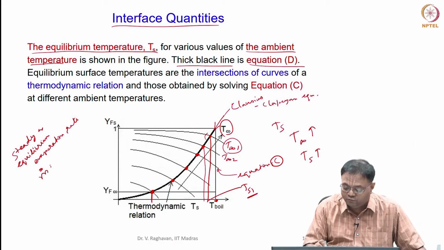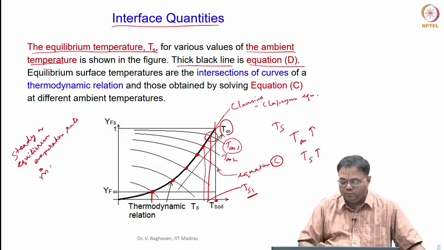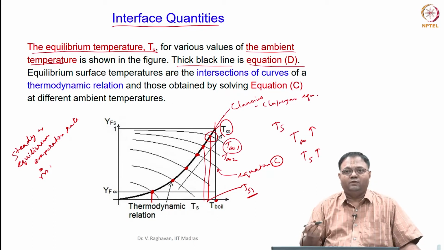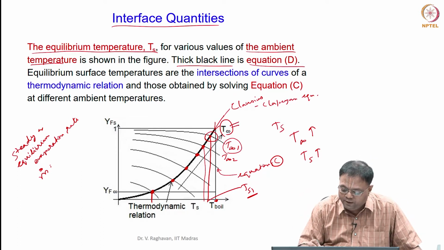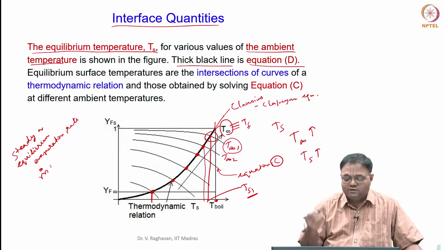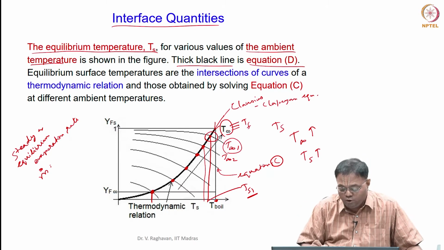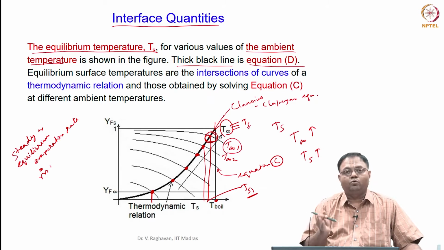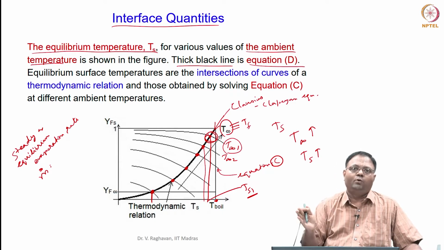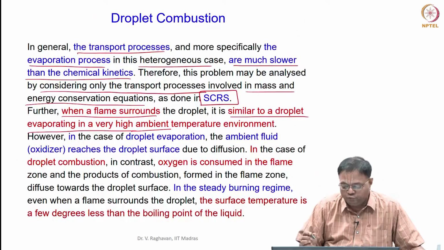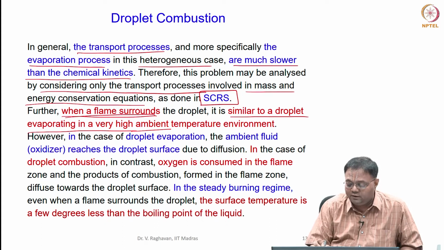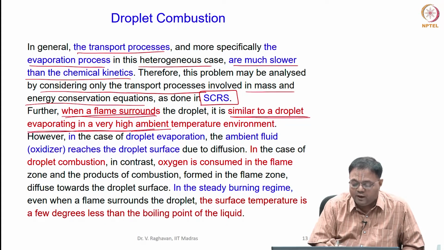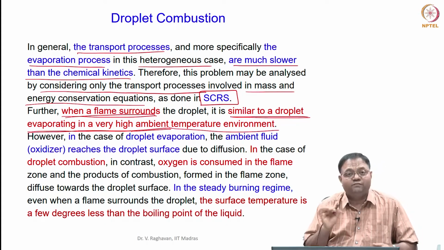Scenario is something here. The surface temperature will be very close to the boiling point, because the flame temperature is much higher; T infinity will now be equivalent to the flame temperature, which is much higher than the boiling point. You will see that the surface temperature reaches a value close to the boiling point, but it cannot exceed the boiling point. So the problem in hand is similar to a droplet evaporating in a high ambient temperature environment. That is the difference yet.